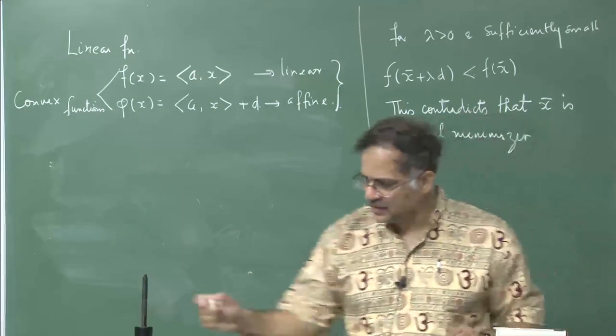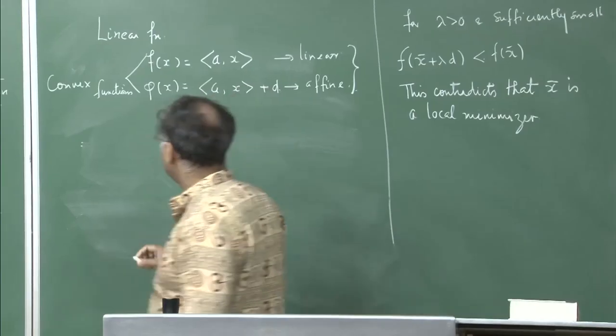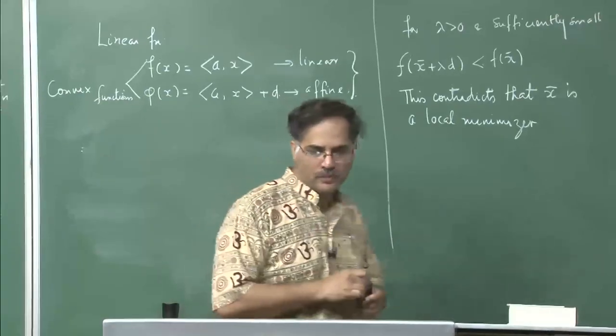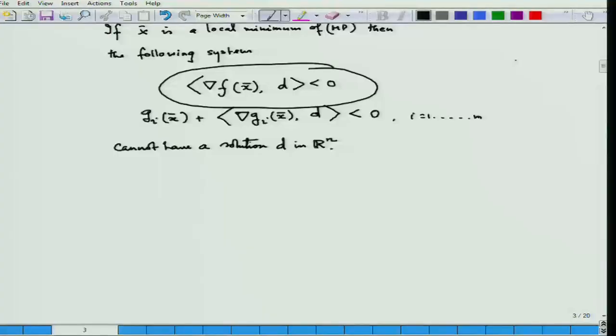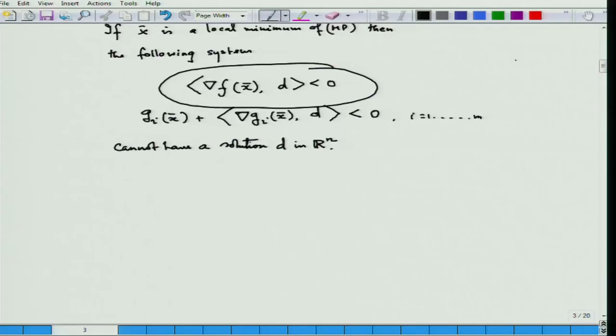So in that sense, go back to this one, this is a linear function and this is an affine function. So basically what I am telling is that these two things do not have a solution. Now I want to apply the result there on the board to this thing, then what would I get? I would get a vector.